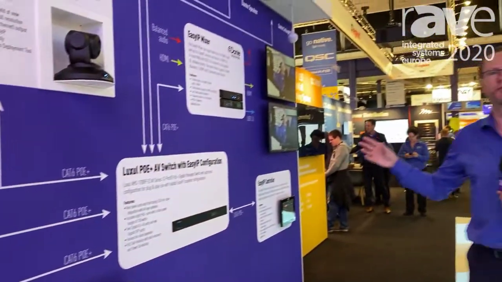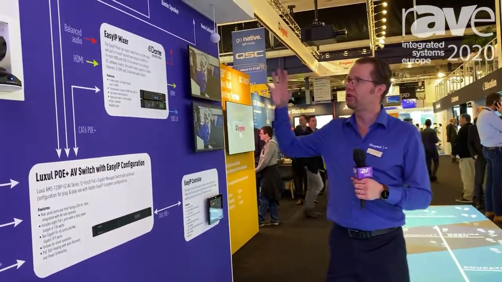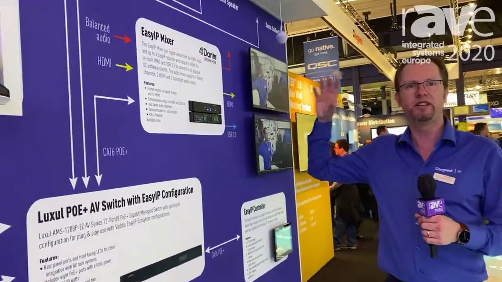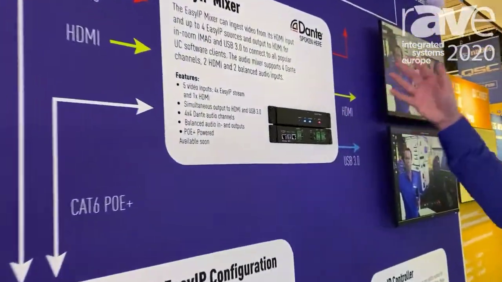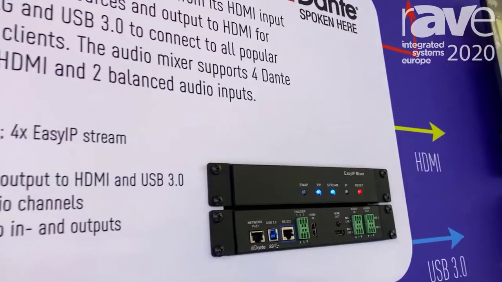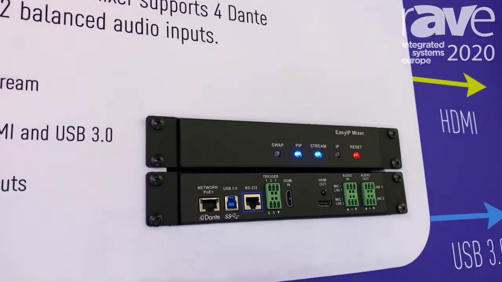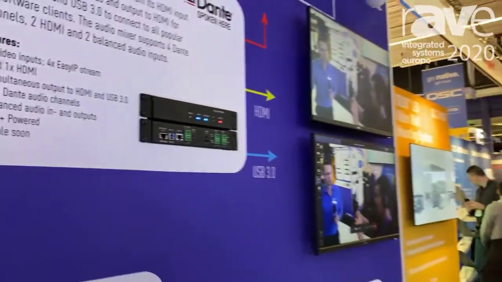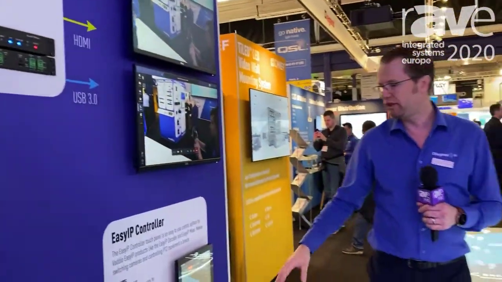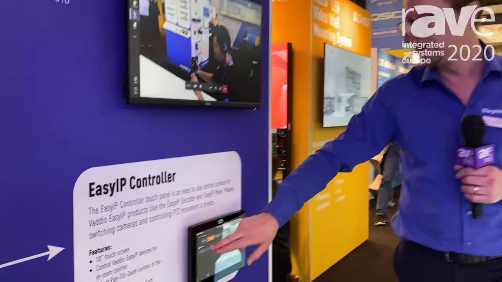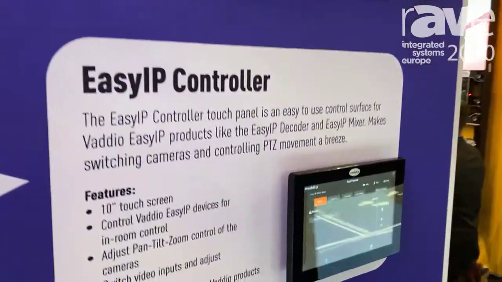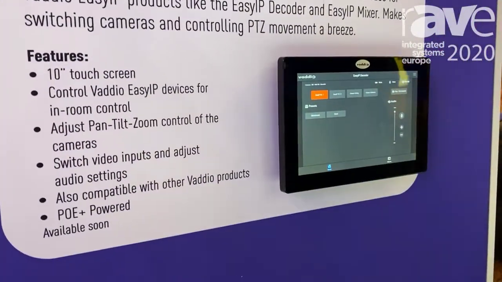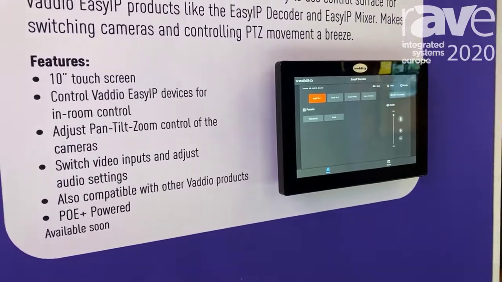We will be introducing further products into this ecosystem, also an EasyIP mixer, where you can ingest up to 4 IP streams, and also an HDMI input and output to either HDMI, IP stream again, or USB output. Last component, which we'll also be launching very shortly, is a touch controller where you can switch between the camera sources using an in-room controller.